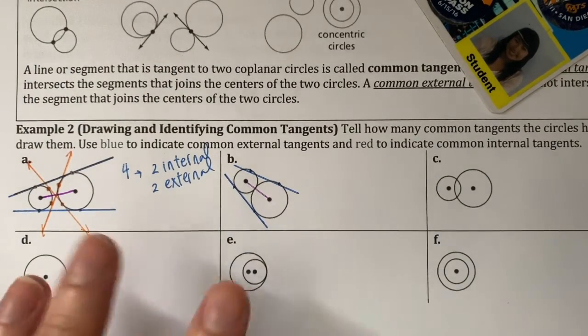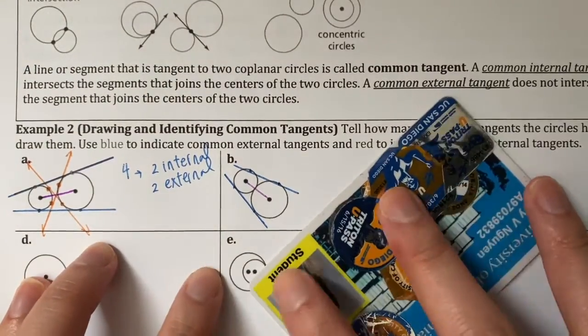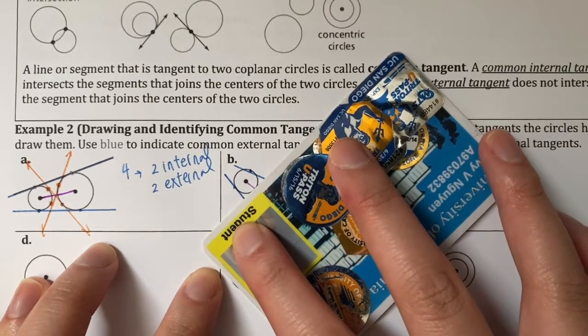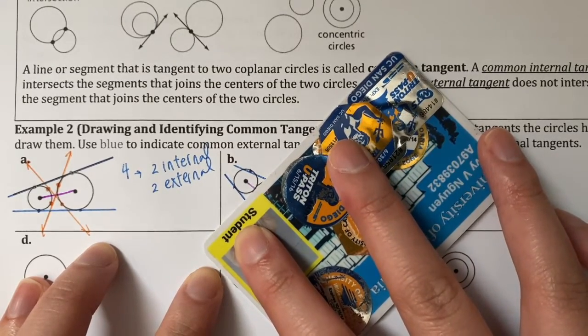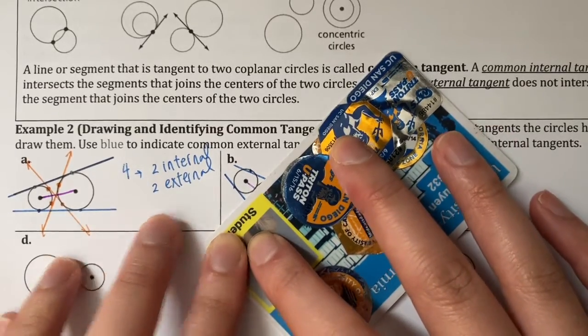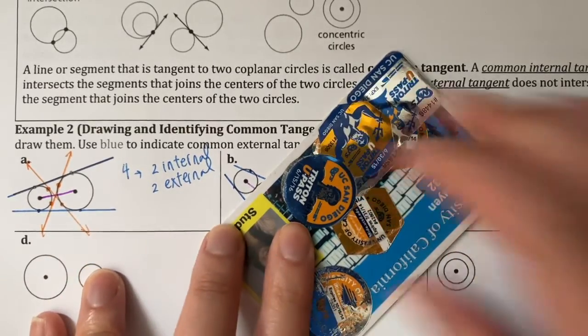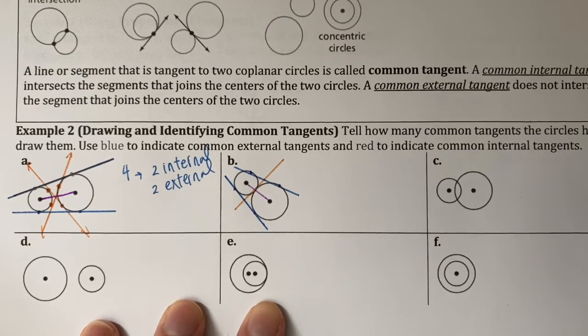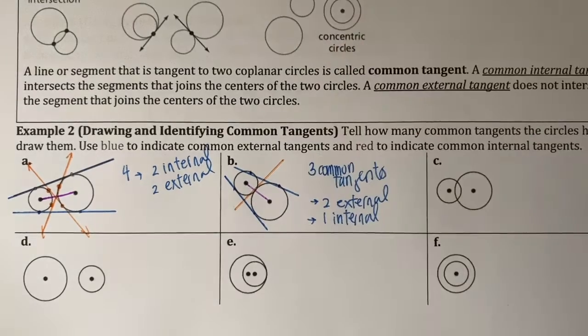And then we want to see if there's an internal tangent. Is there one on the inside? If we look over here, there's also a tangent on the inside right here. And because this line is going to cross through that purple line that we drew earlier, this is going to be considered an internal tangent. All right, so we were able to find 3 common tangents. There are 2 external tangents and 1 internal tangent. We're going to do this one more time.